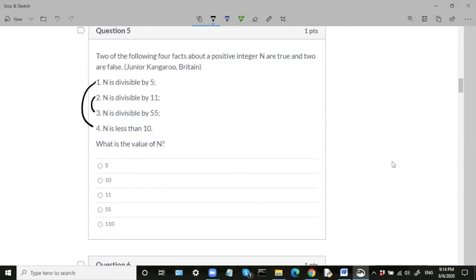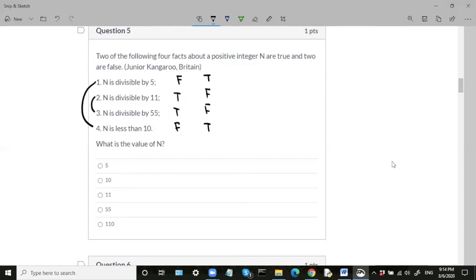Okay, so then we have 2 possibilities. So we can have false, true, true, false. So 2 and 3 are true, 1 and 4 are false. Or we can have true, false, false, true, and 1 and 4 are true, and 2 and 3 are false.